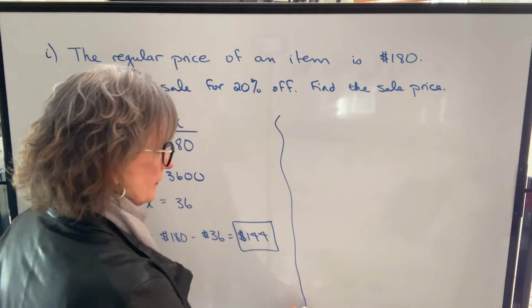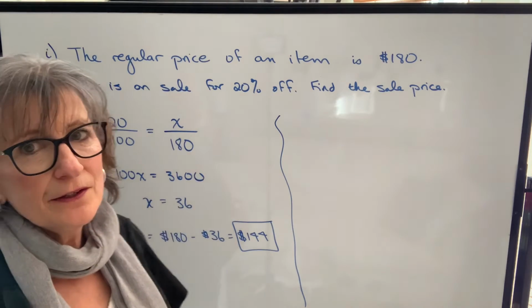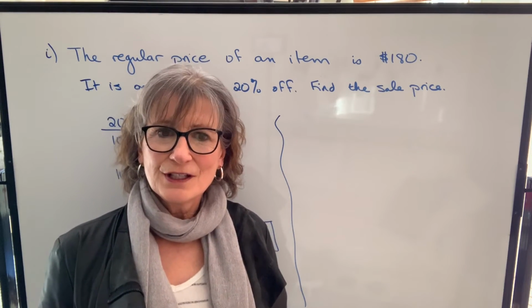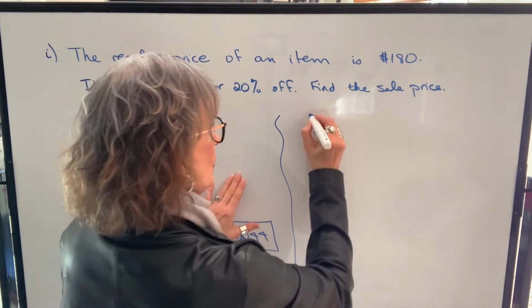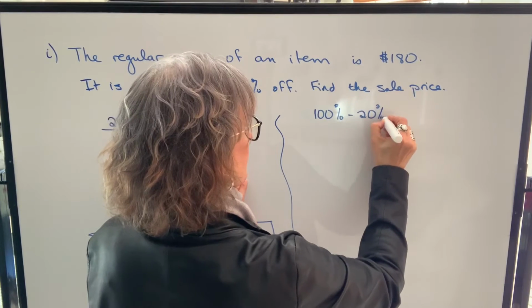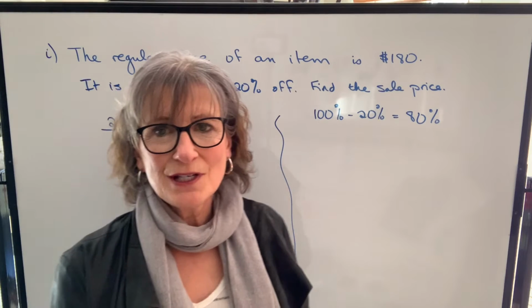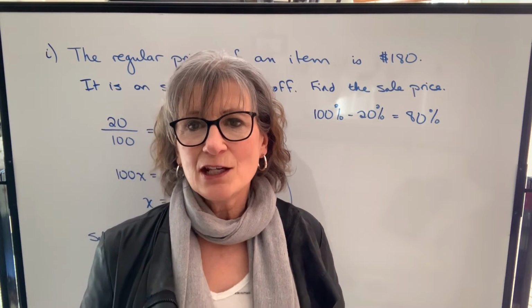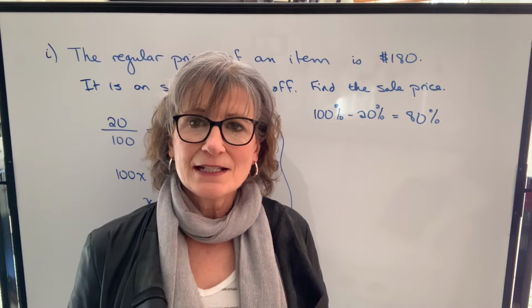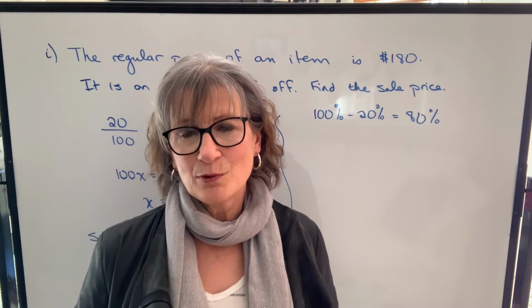There is another approach that we could have used for this particular question. The other way to think of this question is, if it's 20% off, you're going to be paying 100% minus 20%, which is equal to 80%. So if they're taking off 20%, you're actually only going to be paying 80% of the regular price for that item. So what we could do instead of finding 20% and subtracting it, we could just simply find 80% of our regular price.